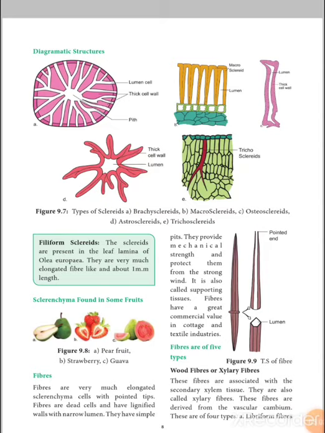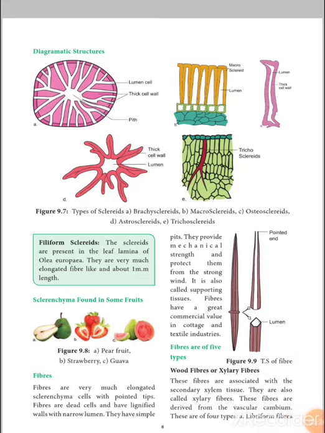They provide mechanical strength and protect plants from strong wind. It is also called supporting tissue. Fibers have a great commercial value in cottage and textile industries. Basically, fibers are of five types. The first one is the wood fibers or xylary fibers.